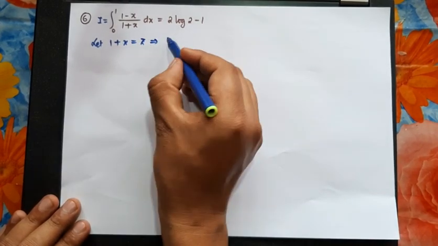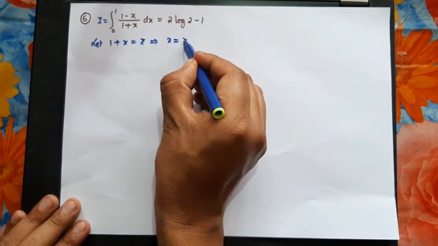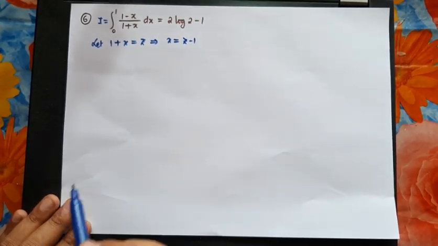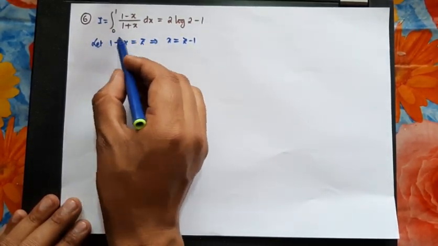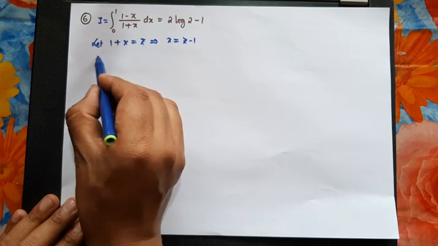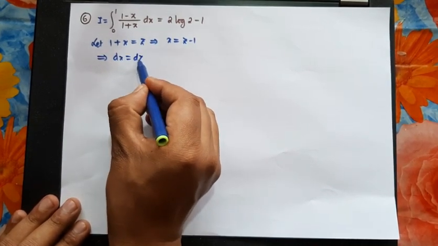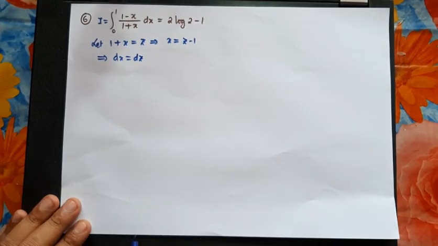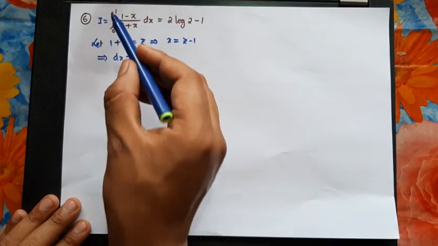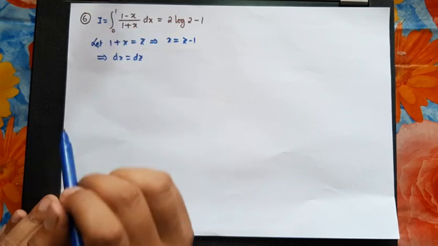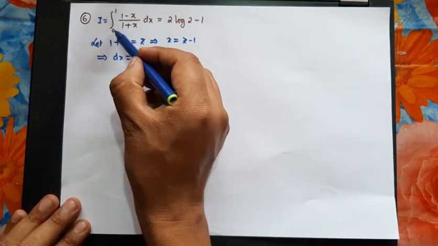So from here what is x? From here x is equal to z minus 1. Now we have to differentiate this. So after differentiating I'll get dx equals dz. Fine. Now again what we need to do is change the variables as well. We need to change the limits as well.